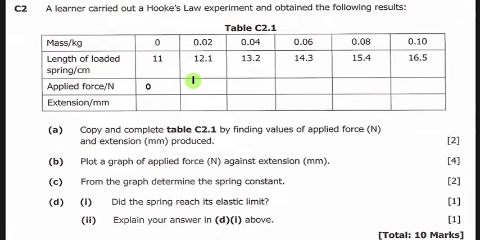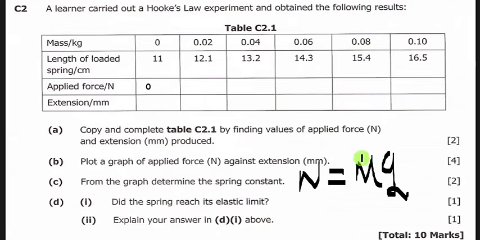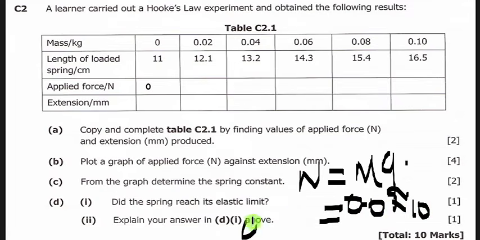Force is weight. So weight is equal to mass times acceleration due to gravity. Acceleration due to gravity is always 10. So you say 0.02 times 10, it will give you what? 0.2. So that will be the weight. So here 0.2. Also here multiplied by 10, 0.4, by 10, 0.6, by 10, 0.8, by 10, 1.